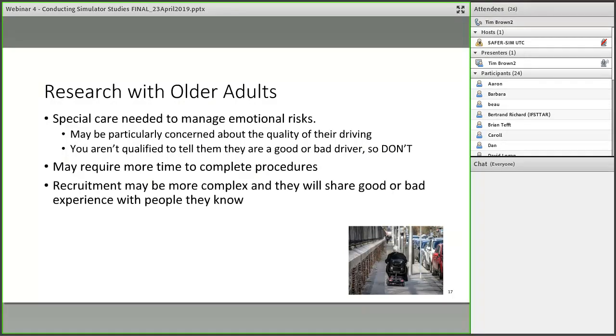The other thing to keep in mind is recruitment can be more challenging. Our experience is that they share both good and bad experiences. If they have a good experience, it can really help with our numbers in terms of recruitment. But if they have a bad experience, then it really causes problems. And this is one of the things to keep in mind as you're working through things.